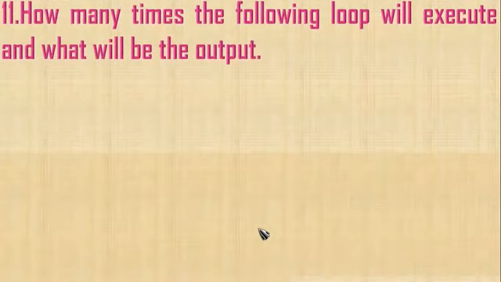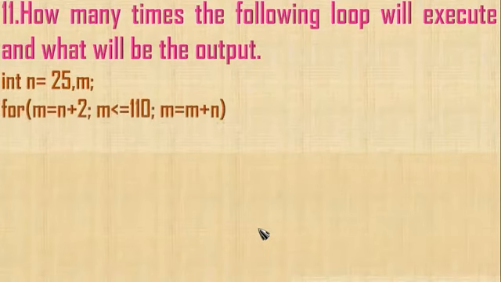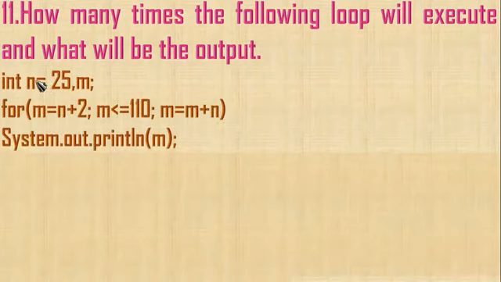Let us go to the next question. How many times will the following loop execute and what will be the output? Here n is initialized as 25. m is given inside the for loop: m is equal to n plus 2, then m is less than or equal to 110, and m is equal to m plus n. It is being incremented, so it prints m every time.